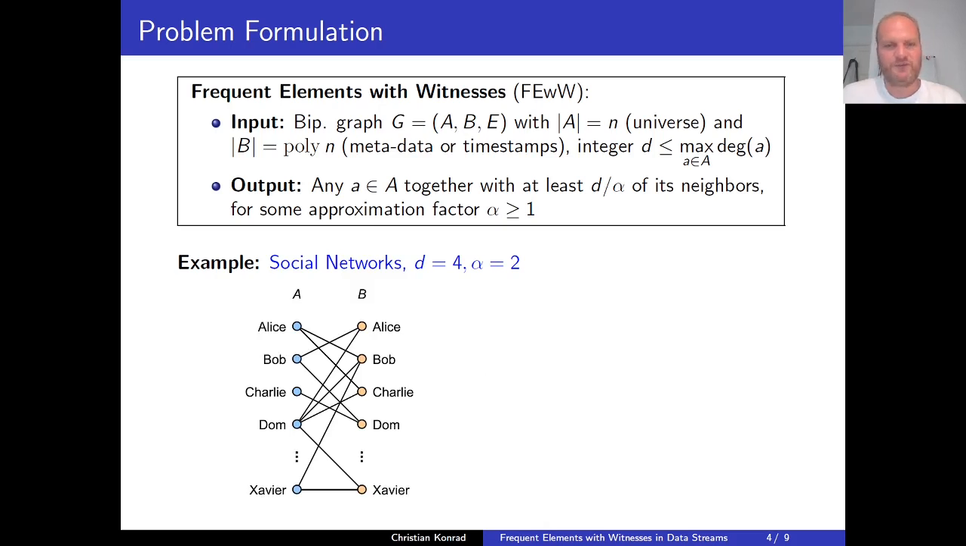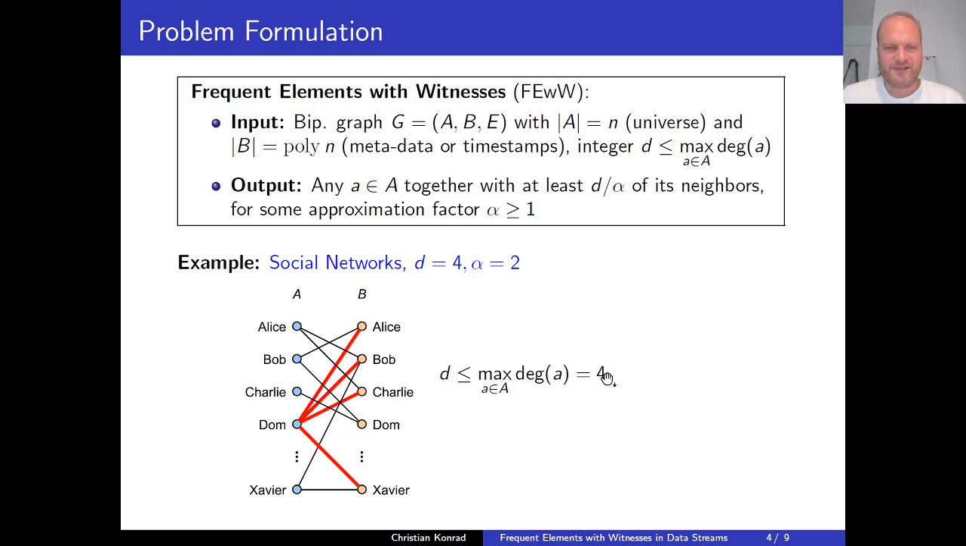So here in a social network graph, for example, we could duplicate the universe, or the users of the social network graph. We can assign them as A vertices and B vertices. Now, whenever an edge in the social network graph between two users arrives, so for example between Alice and Bob, then we insert both Alice-Bob and Bob-Alice into this graph. Then we see, for example, that we have a node Dom here, and this node Dom is connected to 4 other nodes. So Dom has 4 neighbors here, and this would be that the maximum degree of an A vertex would be 4.